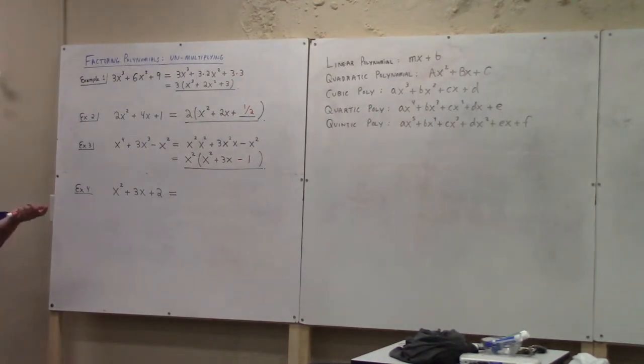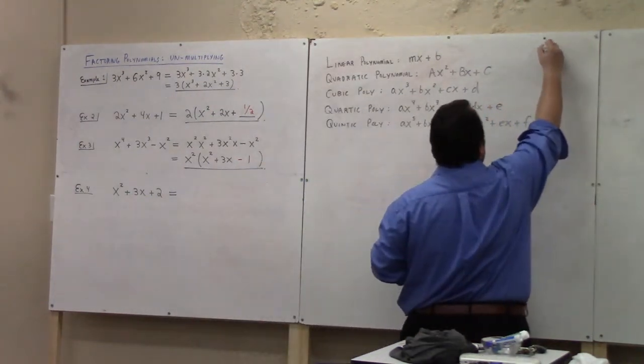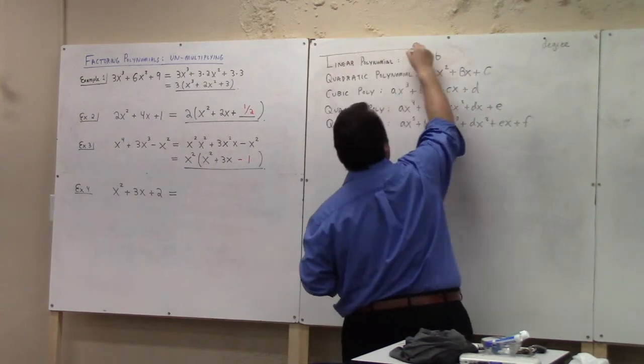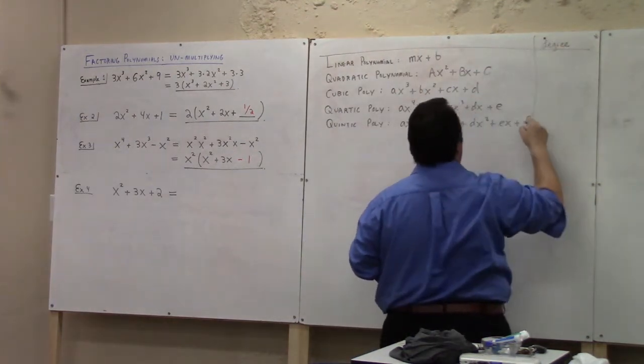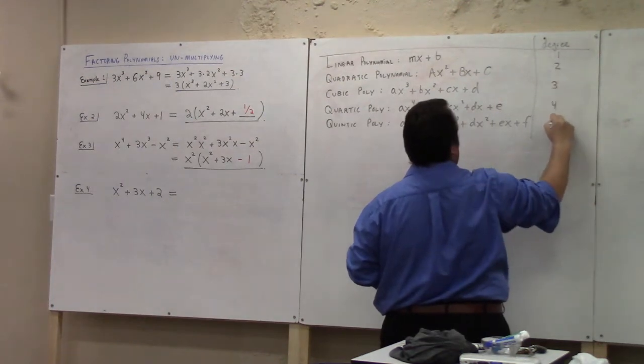The degree of a linear polynomial is 1. The degree of a quadratic polynomial is 2. The degree of a cubic polynomial is 3. The degree of a quartic polynomial is 4. The degree of a quintic polynomial is 5, right? One, 2, 3, 4, 5. All right.